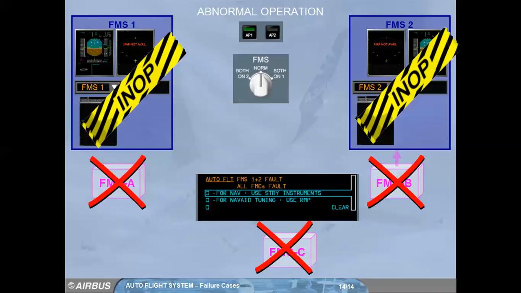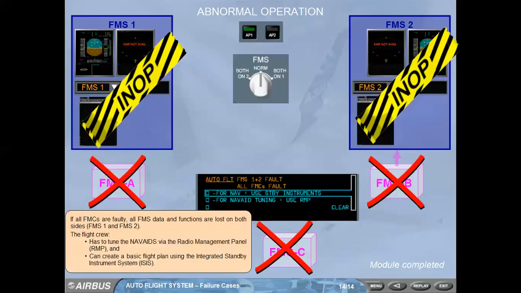All FMCs are faulty, all FMS data and functions are lost on both sides, FMS1 and FMS2. The flight crew has to tune the navaids via the radio management panel and can create a basic flight plan using the integrated standby instrument system.